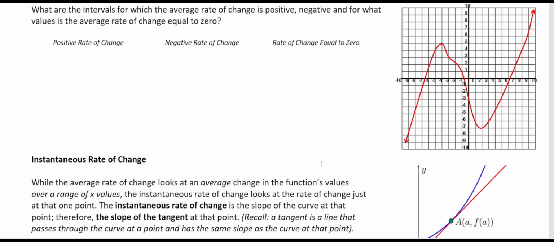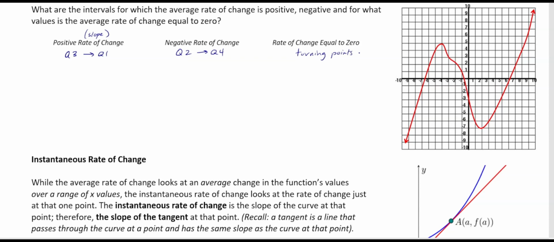Moving to the next page, it says, what are the intervals for which the average rate of change is positive, negative, and for what values is the average rate of change equal to 0? So if we look at this graph, which portions have a positive rate of change? That just means a positive slope, and a positive slope means that we are progressing from quadrant 3 to quadrant 1. A negative rate of change is just the opposite. That's quadrant 2 to quadrant 4, which represents a negative rise over run, or negative slope. And rate of change equal to 0 is when we have our turning points.